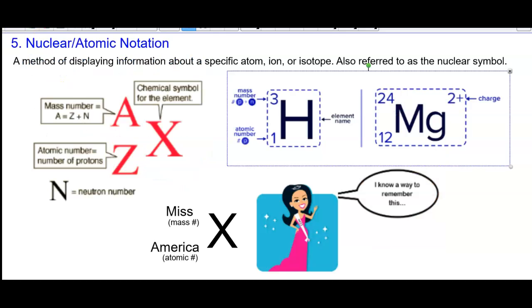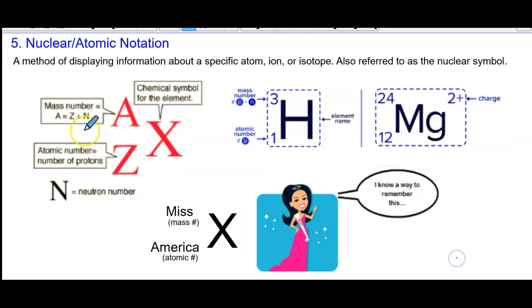Thinking about a nuclear symbol, or atomic notation, it's a method of displaying information about a specific atom, ion, or isotope. It's also referred to as the nuclear symbol. So you would put the symbol here, and then to the left of the symbol as a superscript, you put the mass number. To the left of the symbol as a subscript, you put the atomic number, or number of protons. Remember, these two things are the same.